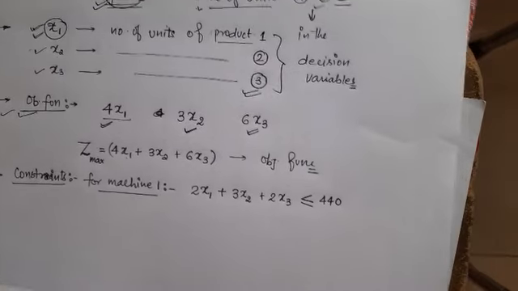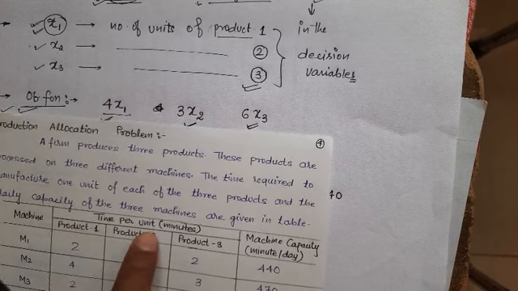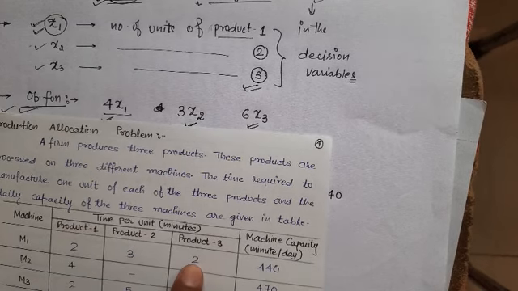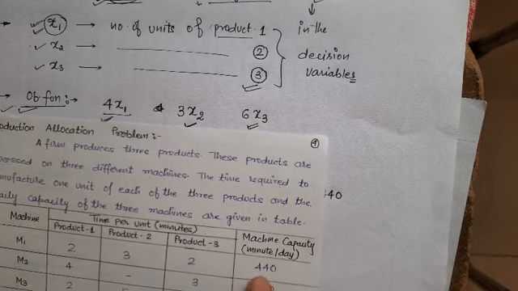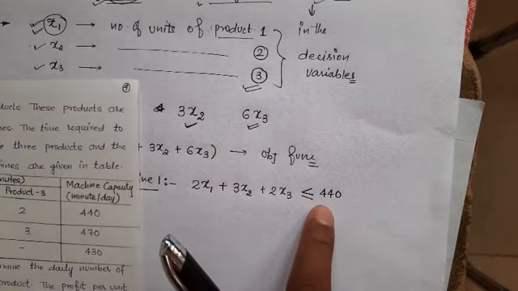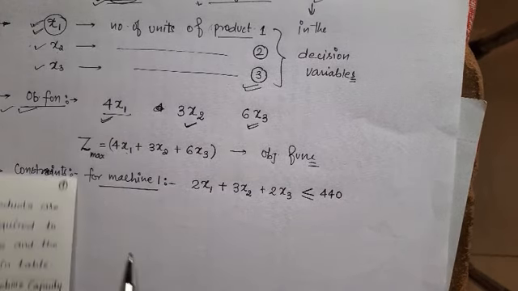So this is constraint one. 1 unit takes 2 minutes, so x1 units, 2x1, 3x2, and 2x3, and if the machine is fully utilized, it will be equal to 440. Otherwise it will be less than 440 minutes. So this is the constraint for machine 1.